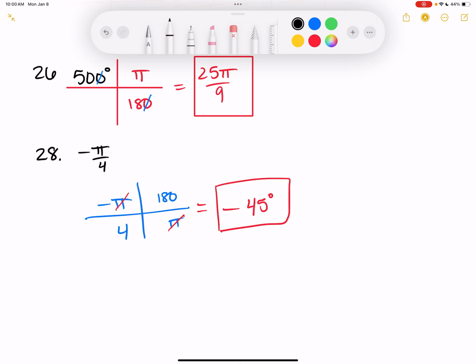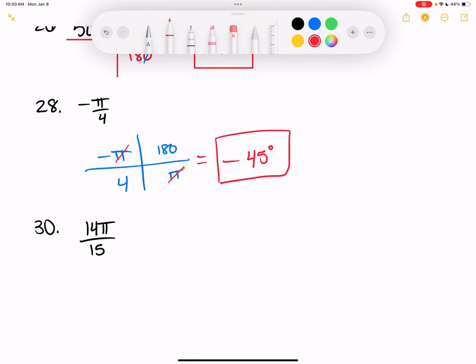30, 14 pi over 15. So again, 14 pi goes on the top, 15 on the bottom, and then we do 180 over pi. If you ever forget which conversion factor you're supposed to be using, the units have to cancel. If you start with radians, you've got to be left with degrees, so the pi's have to cancel. You can't have a pi left in a degree value.